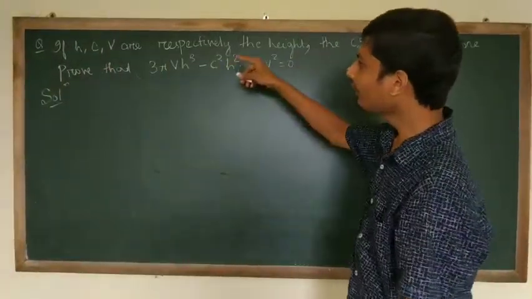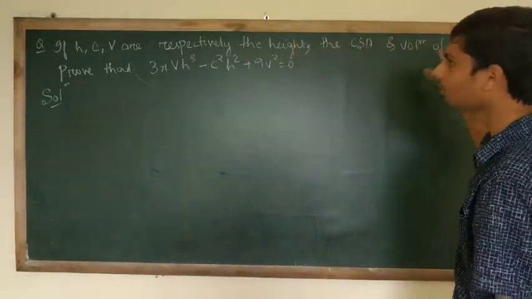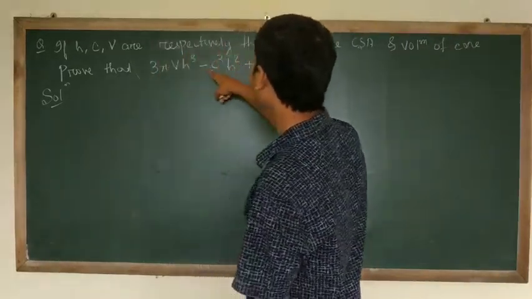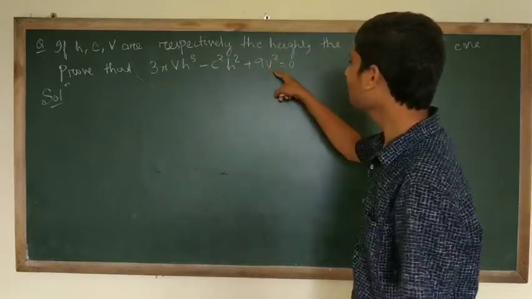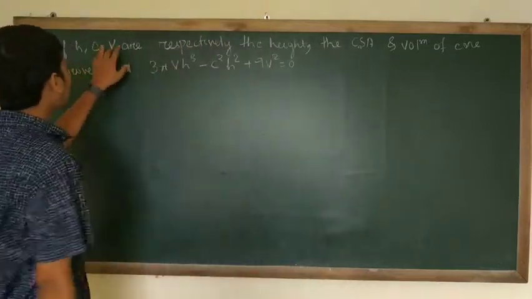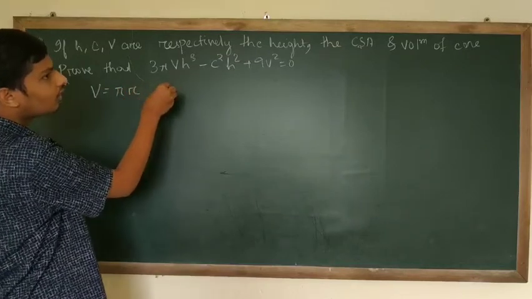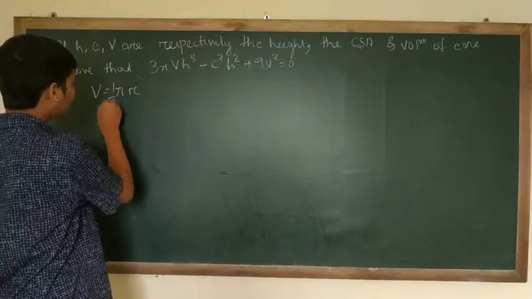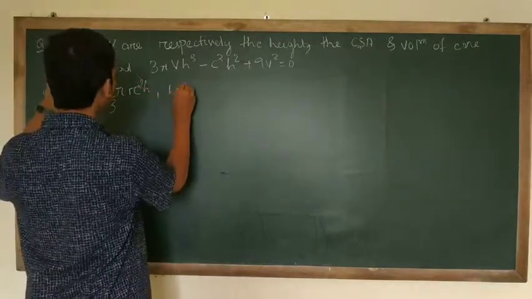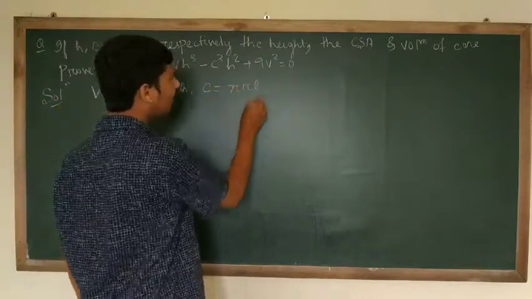So next question is, if h, c and v are respectively the height, the CSA and the volume of cone, then prove that 2 pi v h cube minus c square h square plus 9 v square is equal to 0. In this, we need simply to put these values. Okay, we know that volume for cone is going to be 1 by 3 pi r square h. Then h remains as h, and c is the CSA. CSA is pi r l.